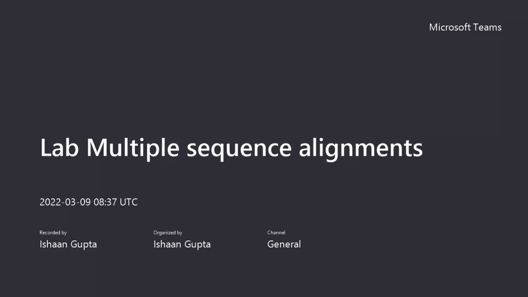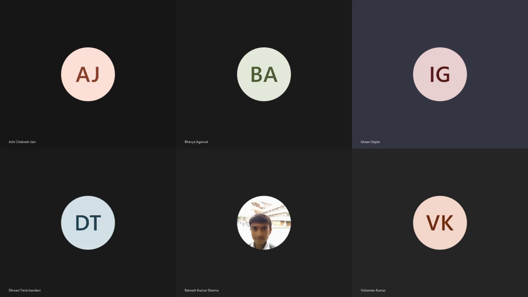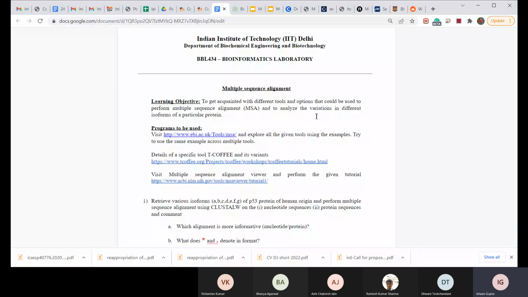Tools today. So the main goal is to get acquainted with different kinds of tools as we've been doing for the last class. Please go, there are three specific websites that I would like you to go to. First website is the EBI tools for MSA, which is multiple sequence alignment. The next website is some details about one of these tools, one of a family of tools called T-Coffee.